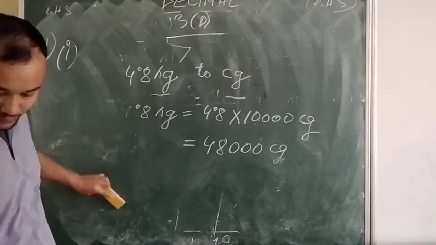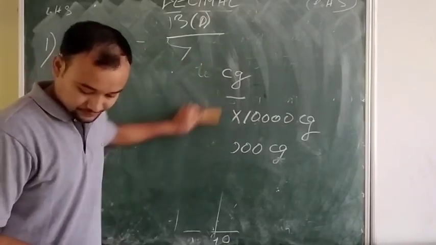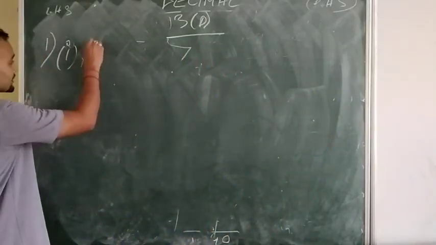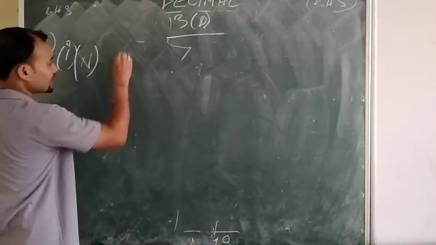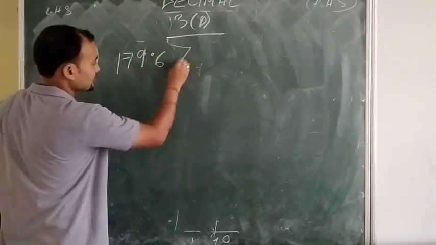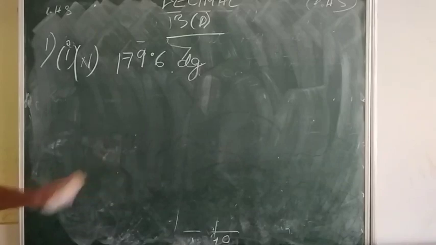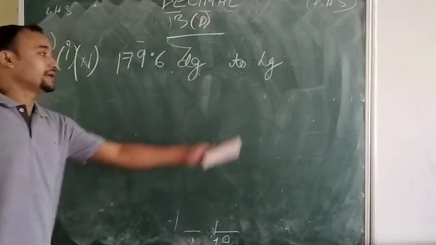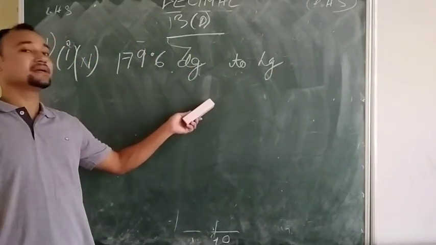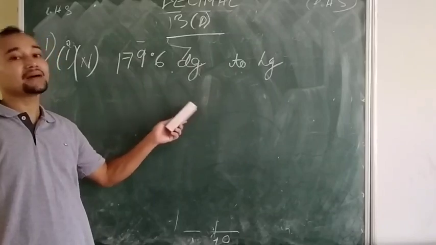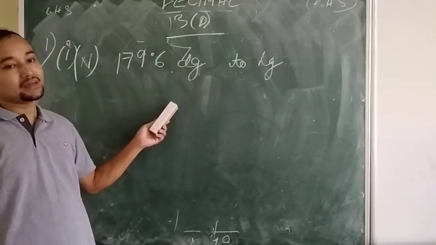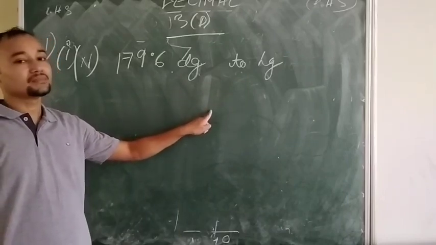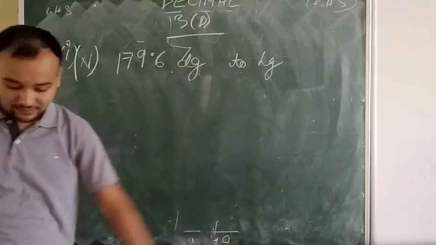Question number, go to 9. No, it's not 9, it's 10. Okay, question number 9, sub question 1, is 179.6 dg. Okay, dg means decigram, to hectogram. Decigram, gram, decagram, hectogram. There is a difference of 3.